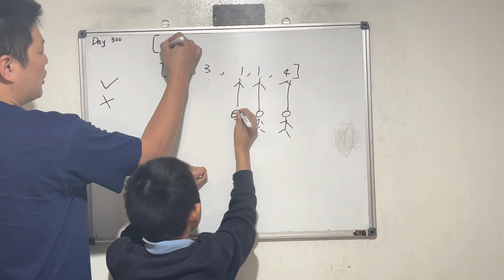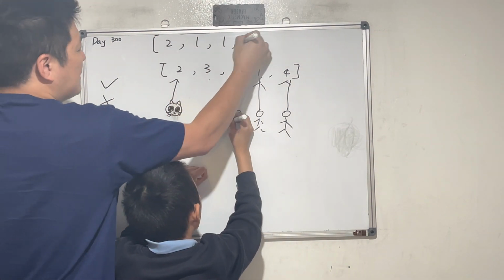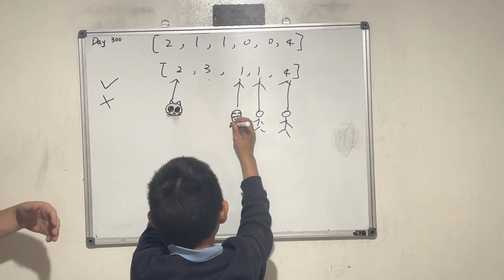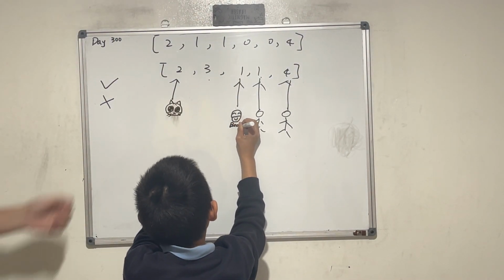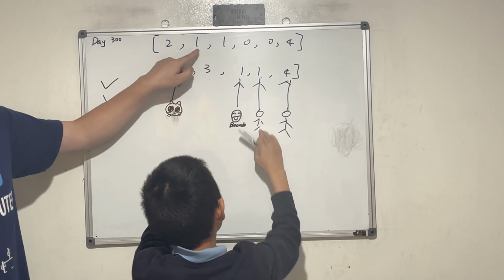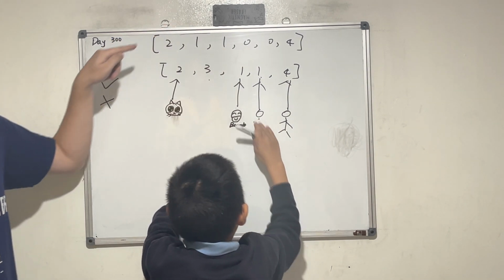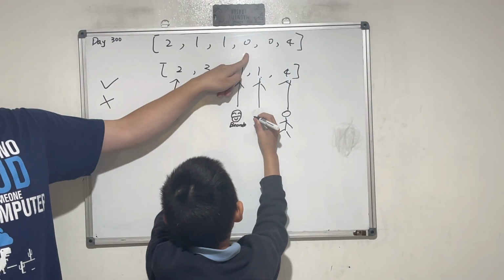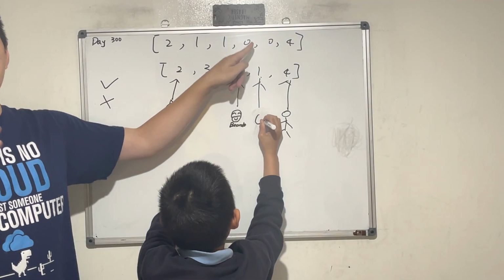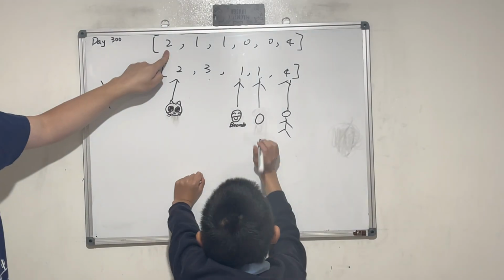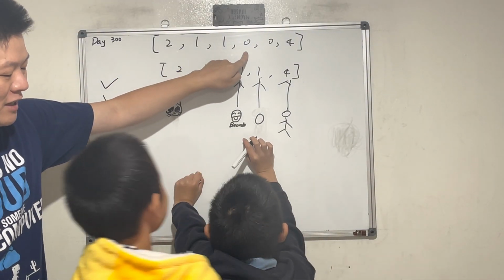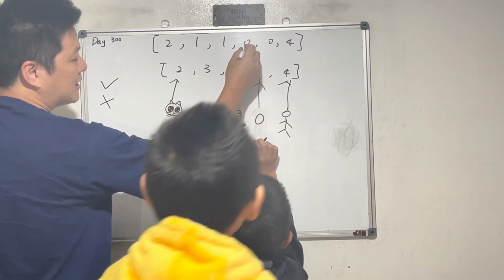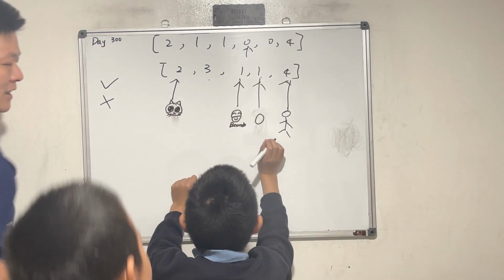Okay, another question. Look: 2, 1, 1, 0, 0, 4. Can you jump from the beginning to the end? No, because there's a 0. At the 0, you can't jump forward, it means you stay still. So 2, maximum here, 1 here. You can only jump the furthest distance, and now you're stuck here because you can't jump forward.